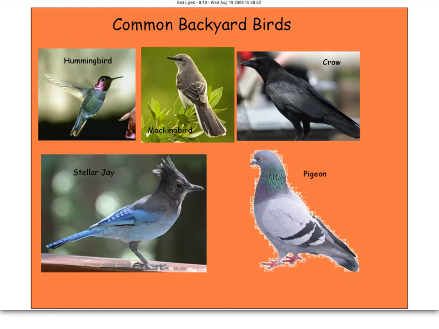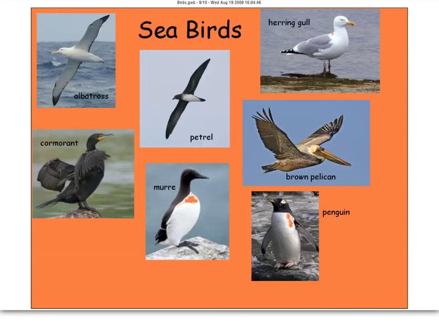These are some common backyard birds that you might find just hanging out. Hummingbirds, mockingbirds, crows, stellar jays, and pigeons. Just some birds you would see possibly here. These are your seabirds that you might see: an albatross, the petrel, the cormorant, the murre, the penguin, the pelicans, the gulls. All these birds have different feet for the purposes of being around water, and beaks for picking up fish and other animals that they might eat from the ocean.